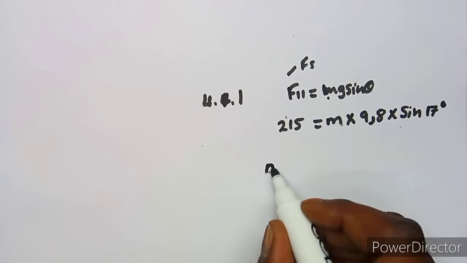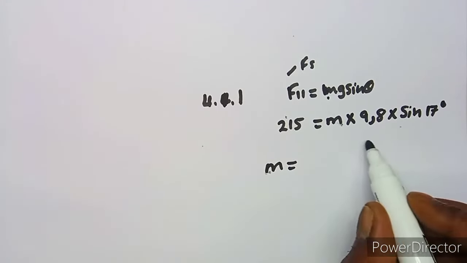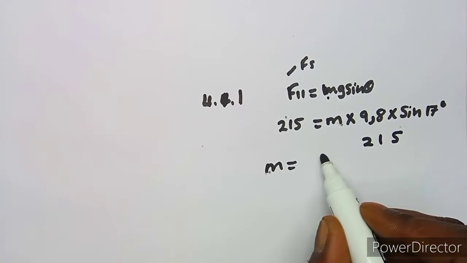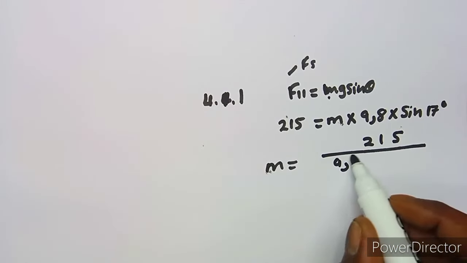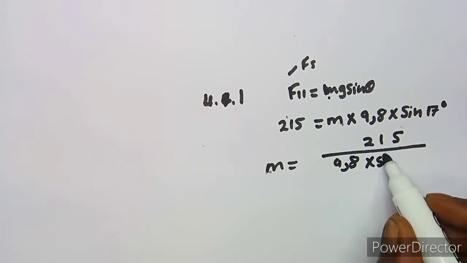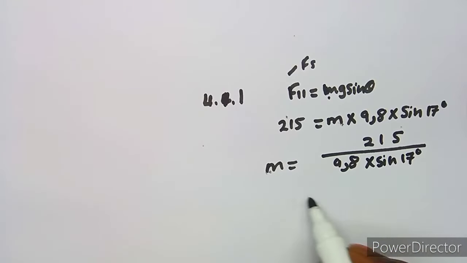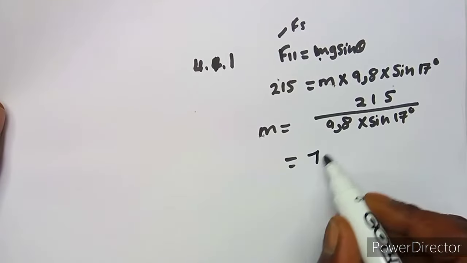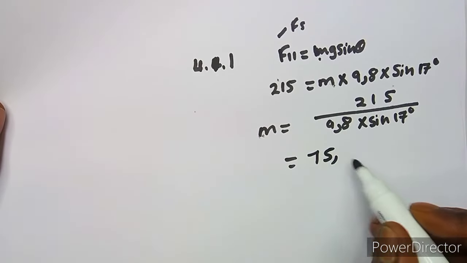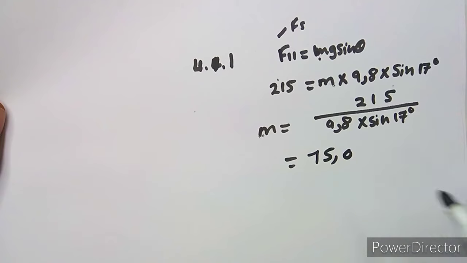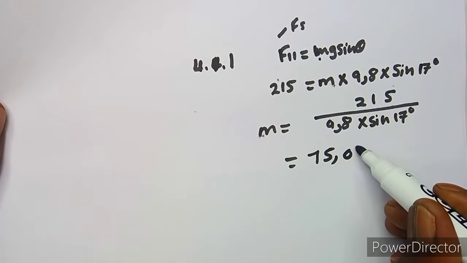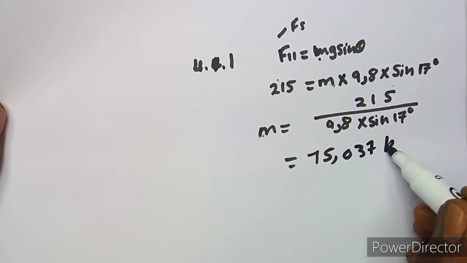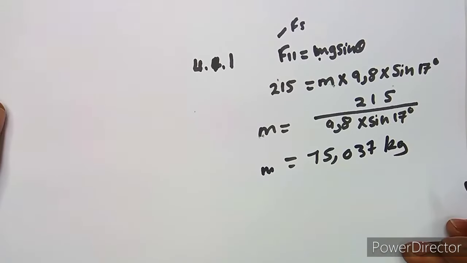So to find m, as you can see, we simply have to divide 215 by 9,8 times sine 17 degrees. All right, so that's it. And make sure that your calculator is in degrees so that you can obtain exact values there. So your mass is going to be 75,0372, something like that, which is going to give us 37. All right, that's our mass there, which is in kgs.